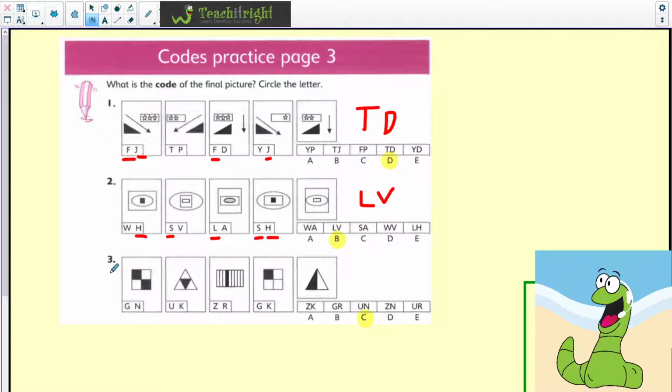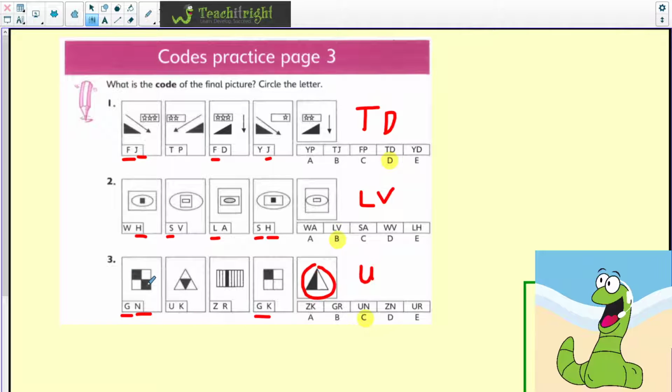Number 3. Again, look carefully at what's happening here. If we look first of all at the G, what does the G stand for? Well, of course, that's in squares. We're going to need it in a triangle here, and then it's all about the shading inside. So if we look very carefully at the number that's being shaded in, we would actually need it to be a half.